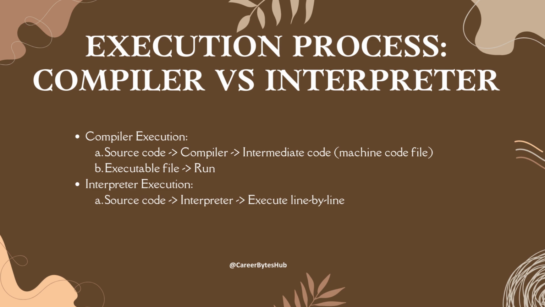Let's break down the execution process. With a compiler, the source code first gets passed through the compiler, which produces an intermediate machine code file. This file is then run as an executable. In contrast, an interpreter directly executes the source code line by line without producing a separate intermediate file. The interpreter translates each line during execution, making it simpler but generally slower than compiled languages.